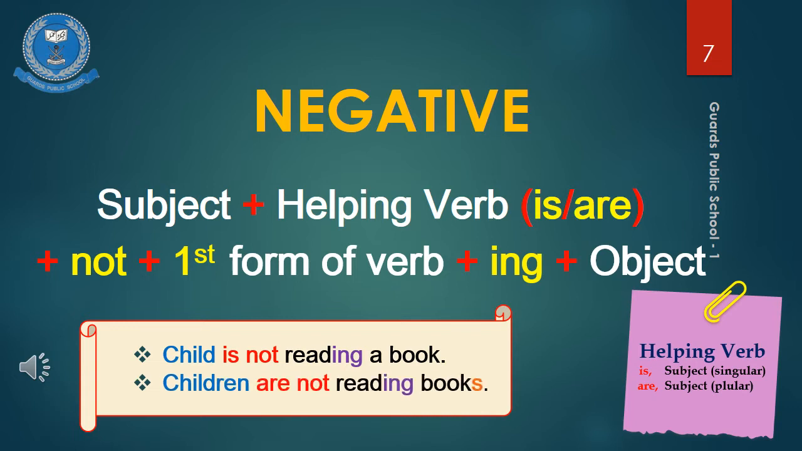To make a negative sentence, we use subject plus helping verb. If our subject is singular, we use is as our helping verb. If our subject is plural, we use are as our helping verb. To make it negative, we add not. To show the continuity of action, we add ing with first form of verb, then comes our object of the sentence. Singular subject example. Child is not reading a book. Plural subject example. Children are not reading books.